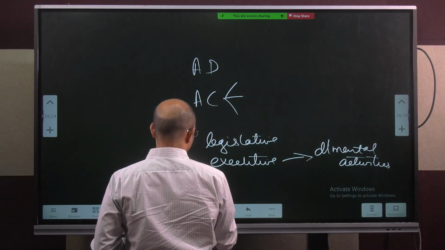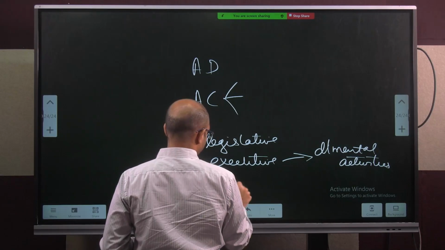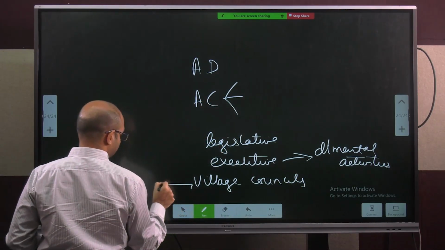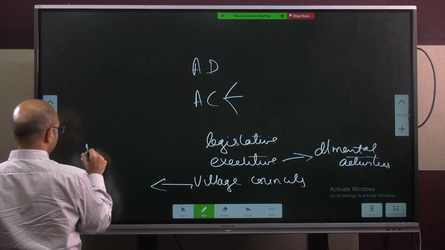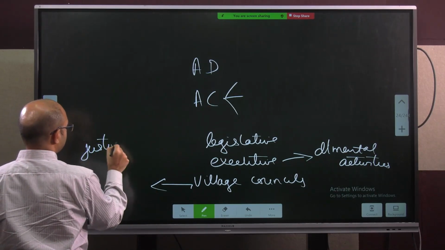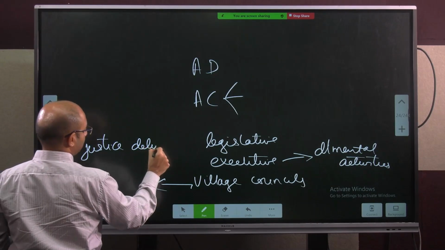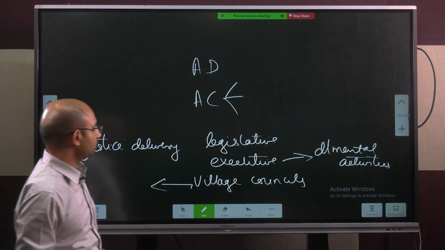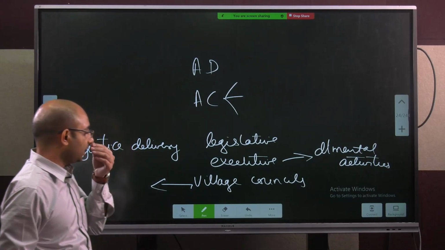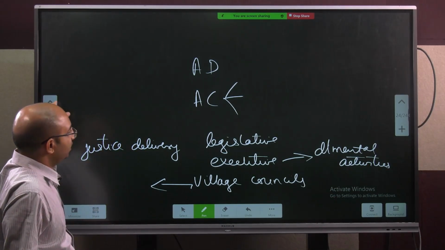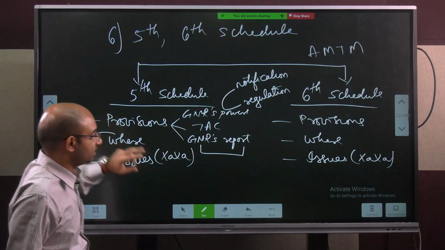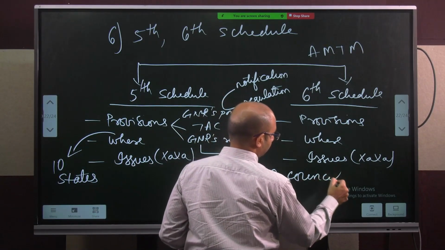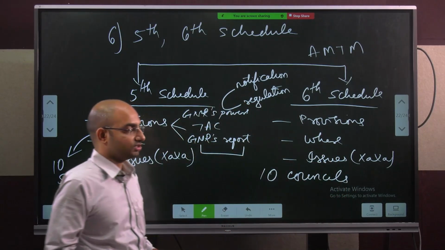Then you also have village councils for delivery of justice. Many did not write this. This is very important, please. Because of this, justice delivery in these areas happens as per customary law. It doesn't happen as per IPC, CrPC. So, village councils for delivery of justice, and as a result, 6th schedule areas are like states within states, and we have around 10 autonomous councils across these 4 states working under the 6th schedule.